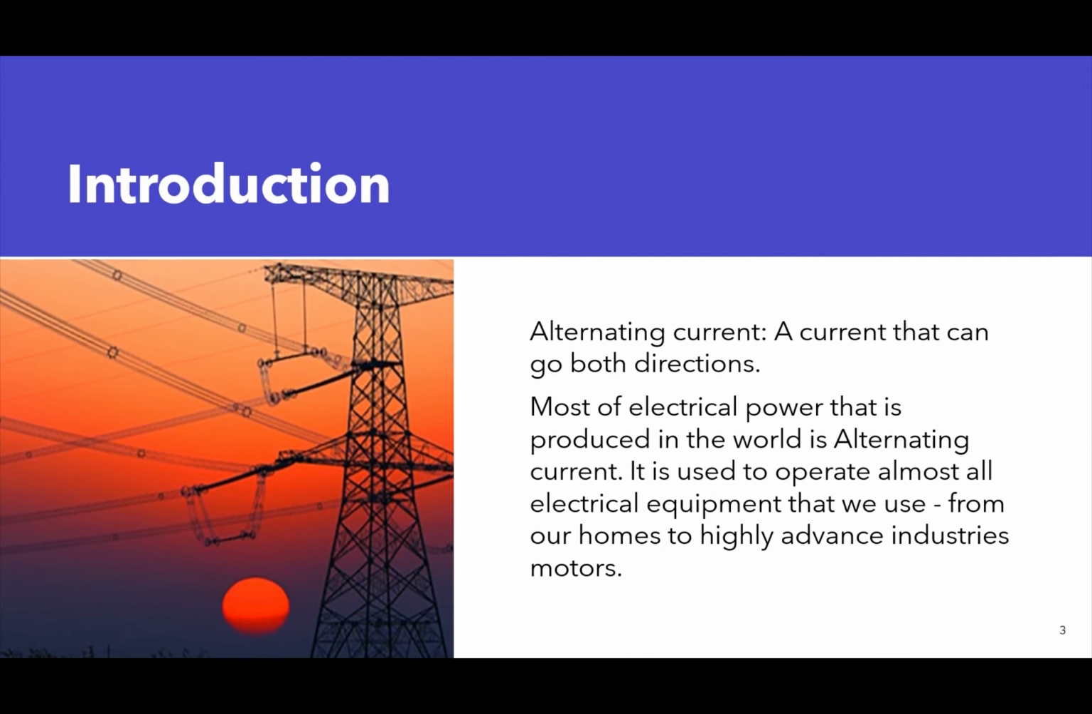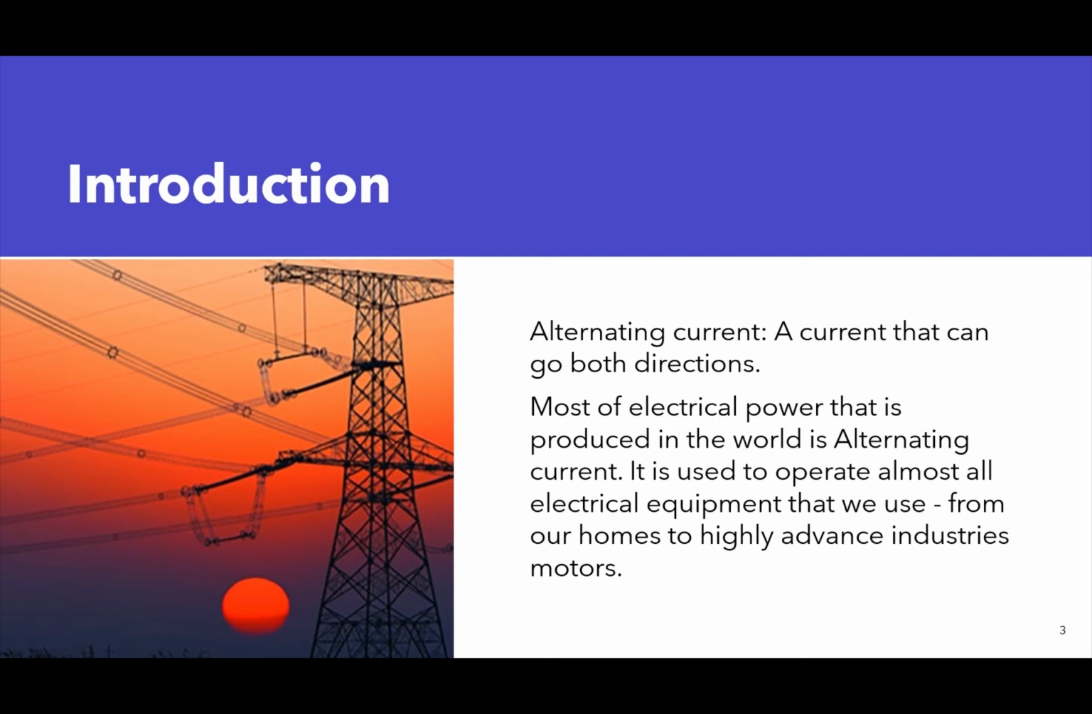We talked about DC. Let's differentiate between AC and DC. DC, or direct current, is a current that goes only one direction, or it's unidirectional. It goes only one way. It cannot reverse itself. AC, on the other hand, is a current that can go both directions. It can reverse its direction, or it can go forward.